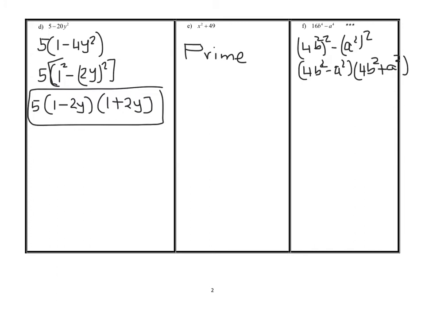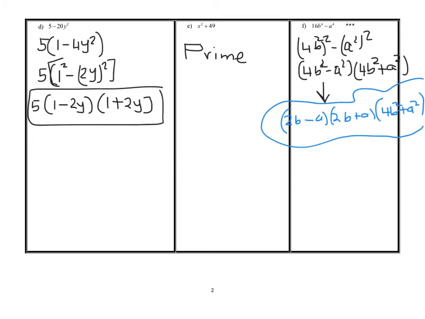So now, see, this can be factored more. So my answer is going to be, when I factor it again, this is a difference of two squares. This is 2b minus a, 2b plus a, and then the other one is 4b squared plus a squared. See, that one had more steps.